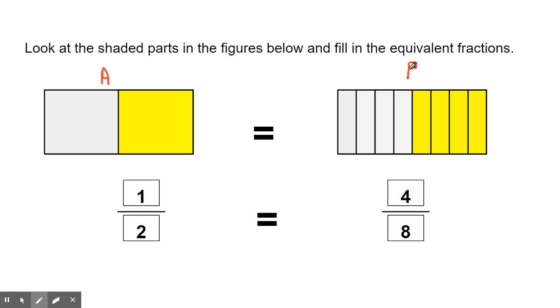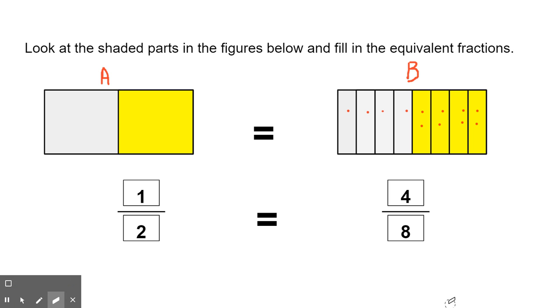Now we have shape B over here. Shape B, it's telling us that 4/8 of shape B is shaded yellow. How did I get 4/8? Well, we got the 8 because there are 1, 2, 3, 4, 5, 6, 7, 8 equal parts. And we got the 4 from 1, 2, 3, 4 of the 8 equal parts being shaded yellow. So knowing that 4 of the 8 equal parts are shaded yellow, your fraction would be 4/8.